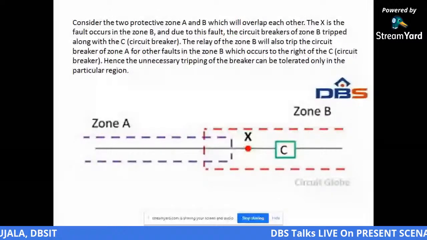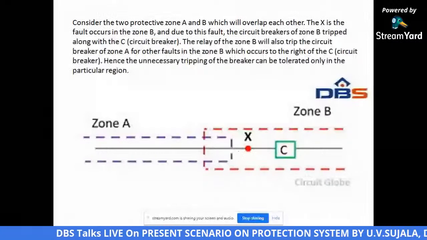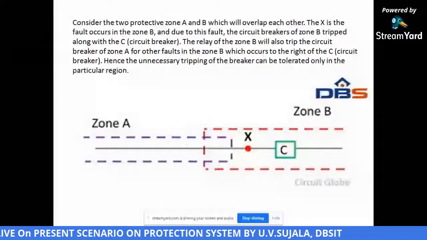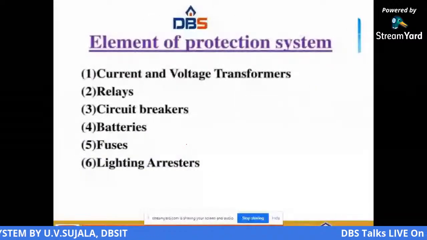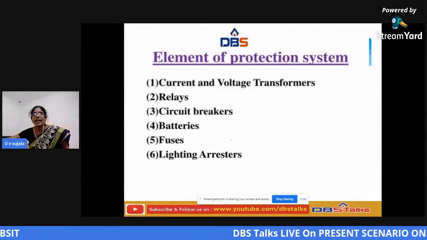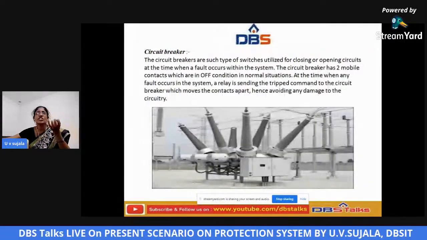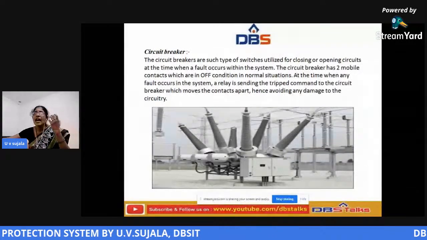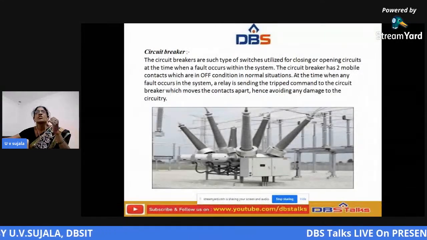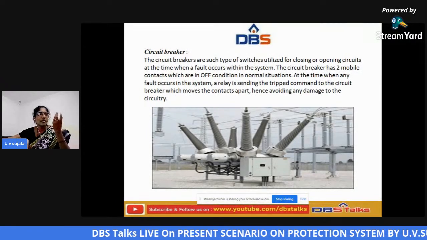Whenever a fault occurs here and this circuit breaker does not act, another circuit breaker will be taken and will act. So there must be different protective devices. For the protection of the total equipment, there must be circuit breakers and relays. So what is a circuit breaker?